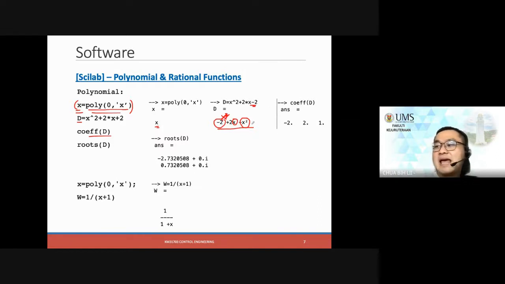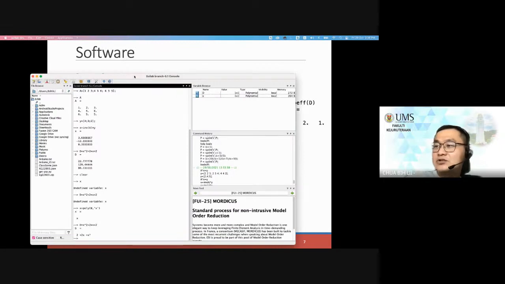Without showing the x and the x prime, or maybe if you would like to solve it now, remember you can also solve them. Just assume this equals 0, a normal second order polynomial or quadratic equation. You just type roots, bracket the d, then they will solve it for you. Is it very convenient, right? So this is where you can use your software.